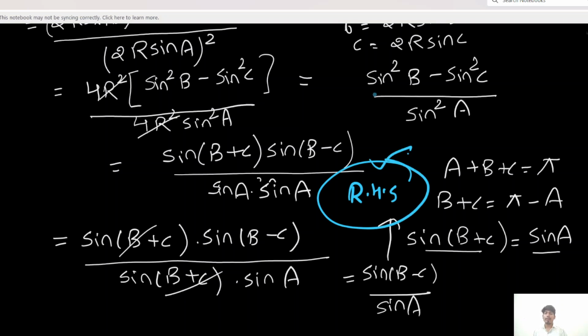We apply an identity. What is the identity? Sine square B minus sine square C is sine of B plus C into sine of B minus C. This identity we did in the last question. Okay students, so this is the main identity: sine of B plus C into sine of B minus C is sine square B minus sine square C.